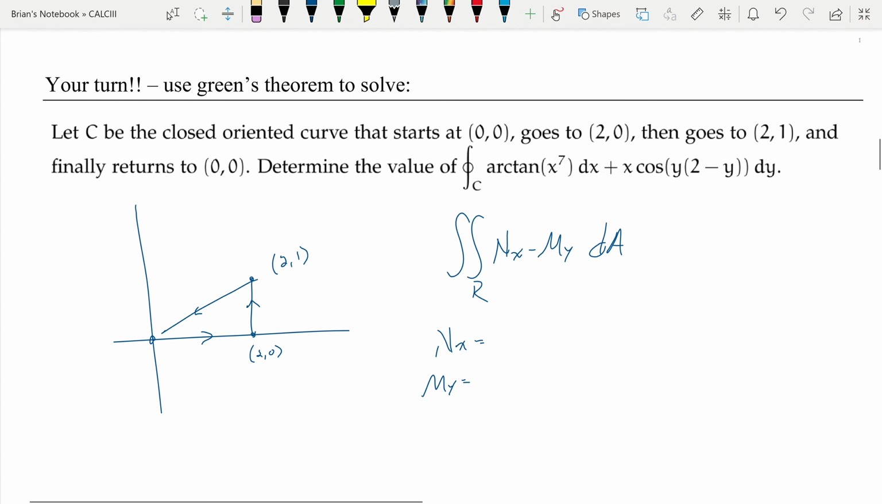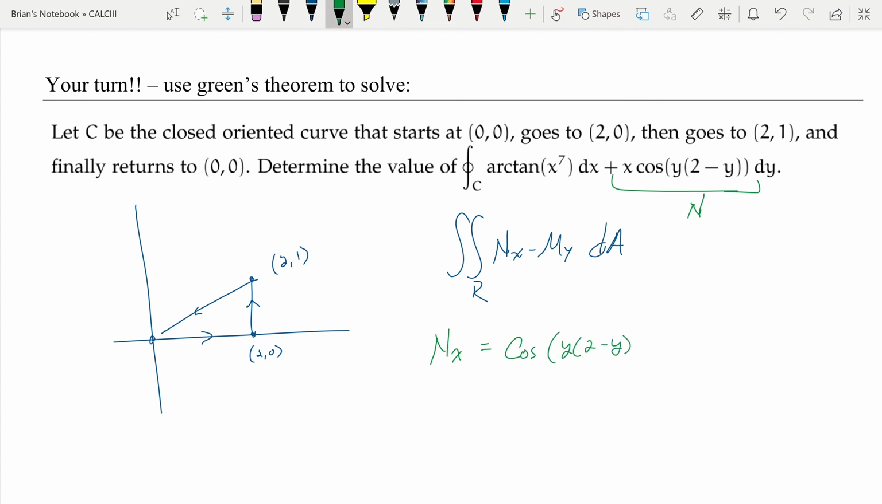All right, so that was about 4 minutes. Let's see how far you guys got, how well you did. So we have our partial with respect to x, so we'll do our Nx. So N with respect to x is equal to, it's just going to be cosine y times 2 minus y. Okay, now let's check our M, which is right here. So My is equal to, ooh, that's easy, 0. There's no y in there, so it's just going to be 0. Awesome.